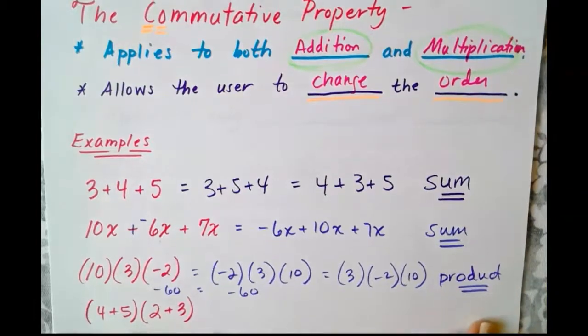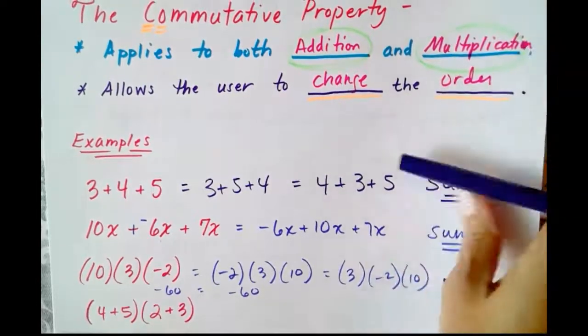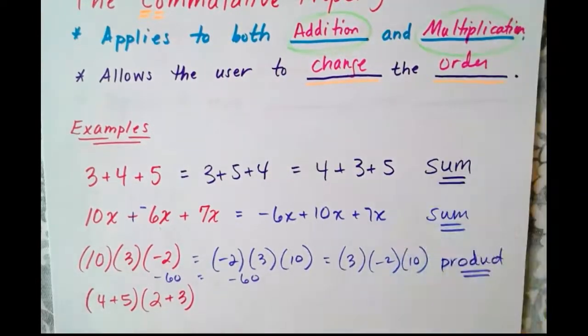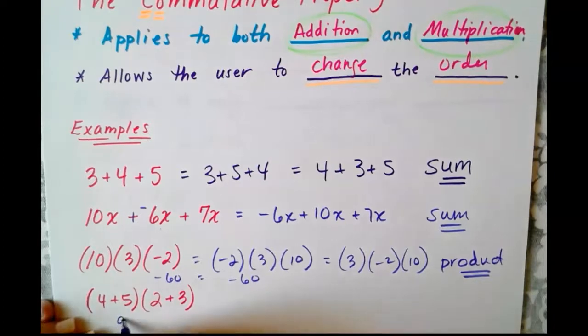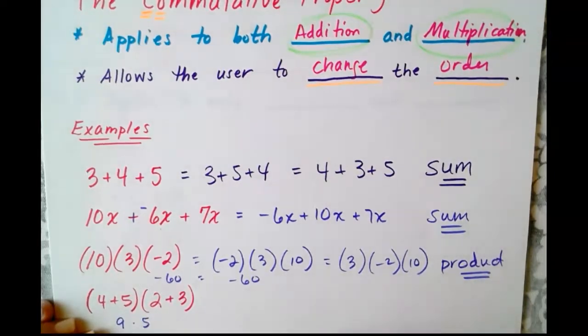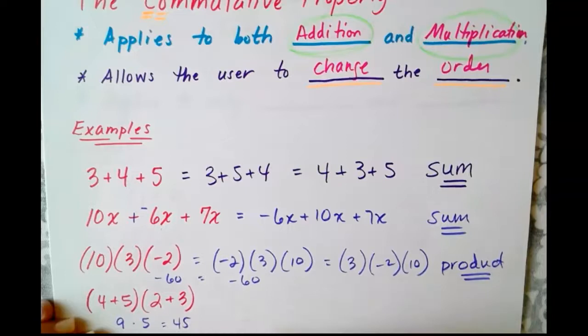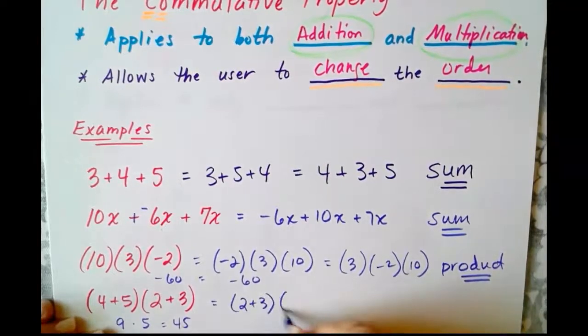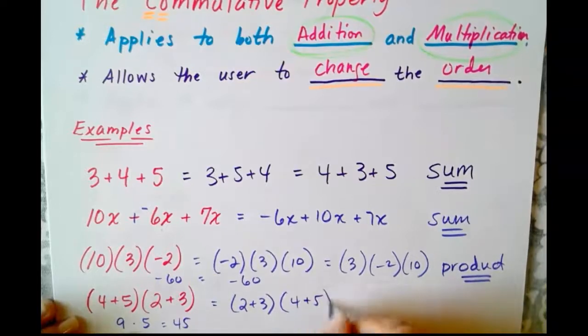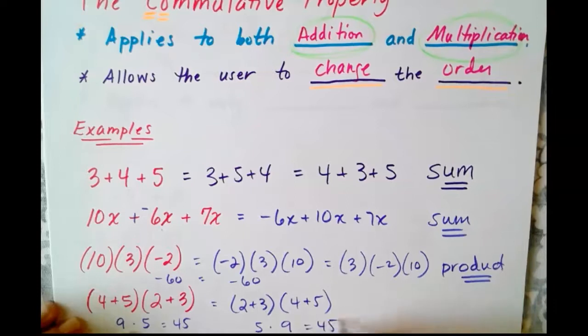So one last one that mixes addition and multiplication. If we think about using order of operations here, this would be 9 times 5, which would be 45, which would be the same as if we flipped those parentheses. We're still going to get 5 times 9, which is 45.